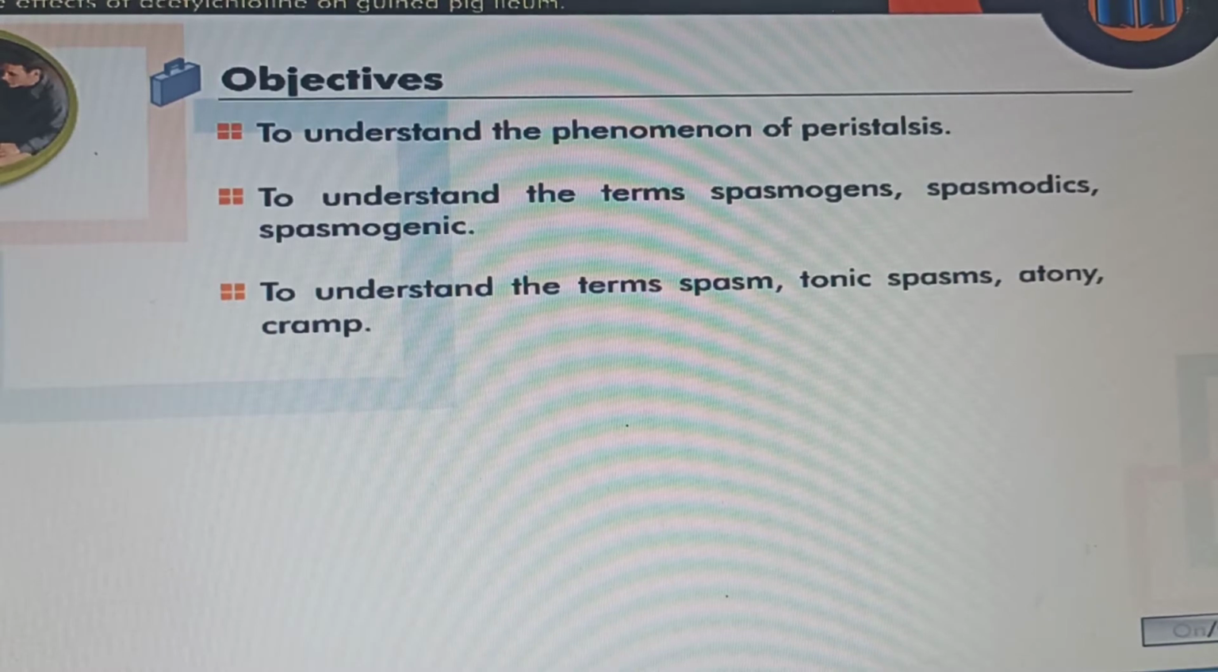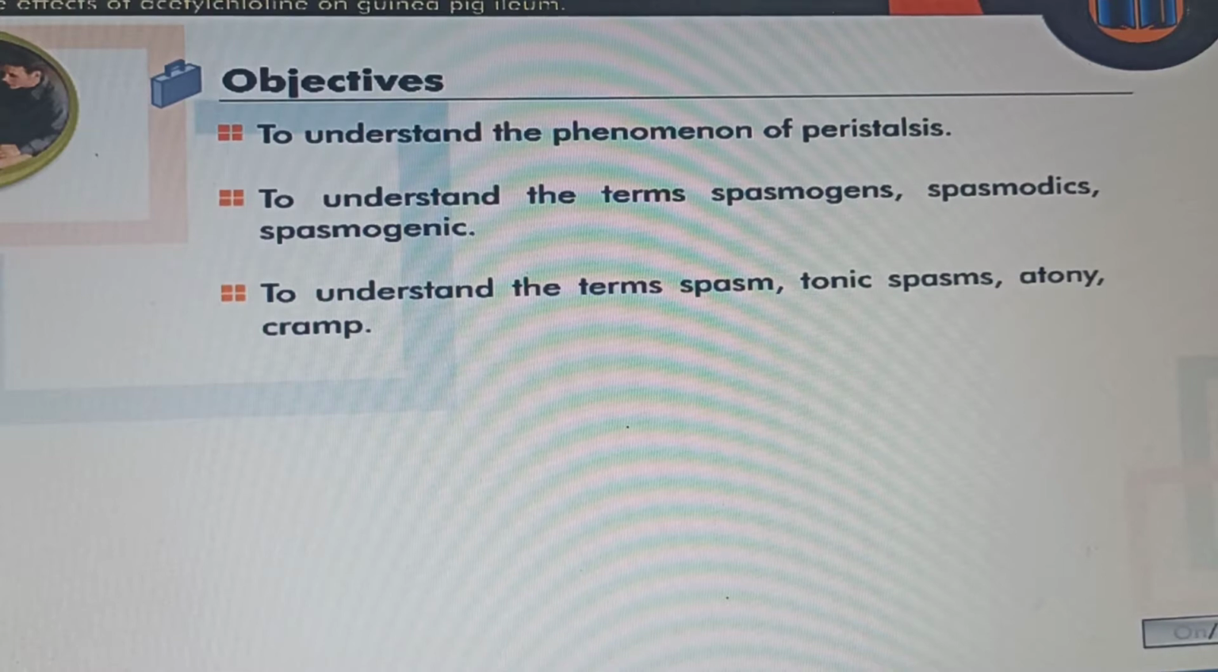Objectives of this experiment are to understand the phenomena of peristalsis, to understand the terms spasmogens, spasmodics, spasmogenic, and to understand the terms spasm, tonic spasms, atony, cramp.